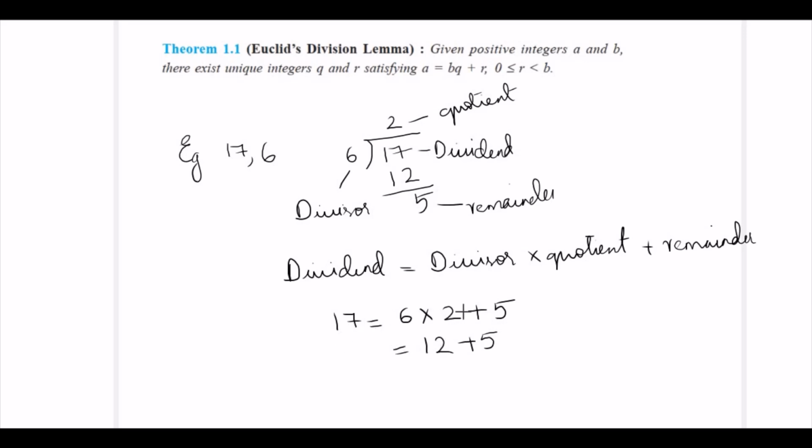So from this you can say any two positive integers. If you take any two positive integers, it can be represented in the form a is equal to bq plus r, where r is greater than or equal to 0 and less than b. b is the divisor.